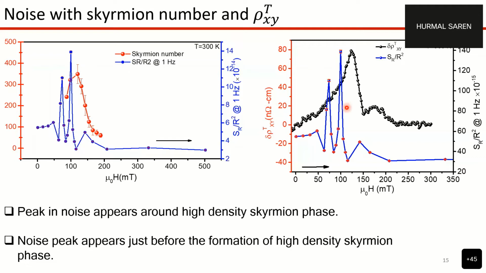Again, to correlate with the extra Hall component, at this field the extra topological Hall becomes maximum. Before reaching that point, we get this noise peak. So basically, the noise becomes maximum before the high-density skyrmion phase.